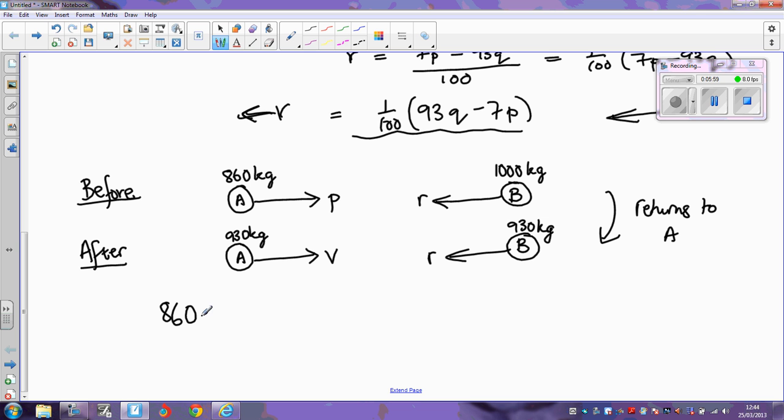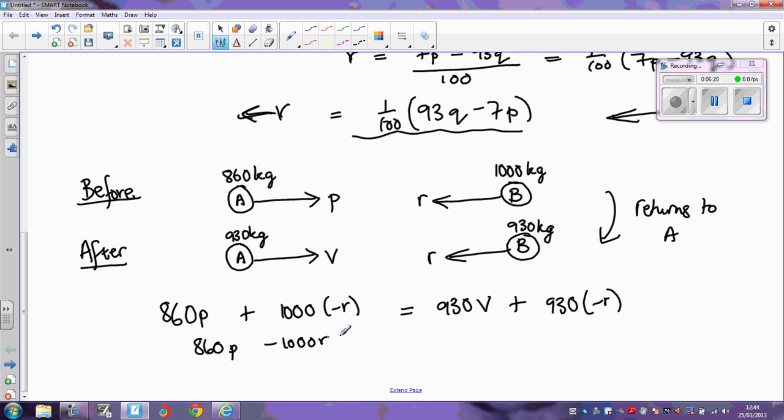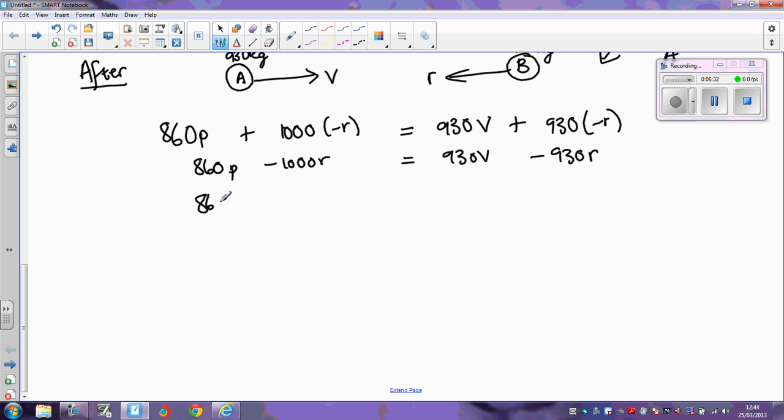So we've got 860 times P plus 1000 times minus R, because R is actually to the left, is going to be equal to 930 V plus 930 again times minus R. So we've got 860p minus 1000R is equal to 930V minus 930R. Okay, so let's make V the subject. So we've got 860p minus 1000R, but that then plus the 930R is equal to 930V. So we've got 860p, that just comes out as minus 70R is equal to 930V.